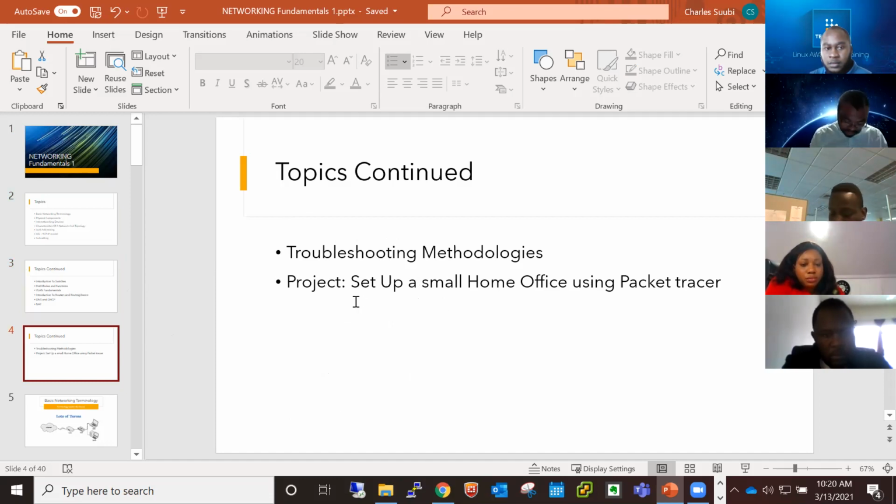How do you go about troubleshooting a network issue? For instance, if I was trying to SSH into a server, or if I was trying to ping a server and I don't get a response from that server, how do I go about diagnosing what the issue is?